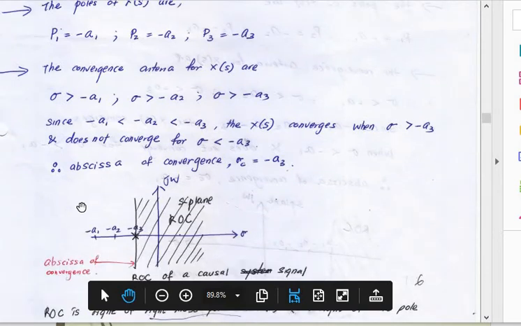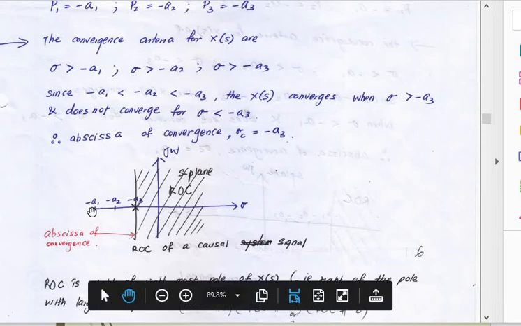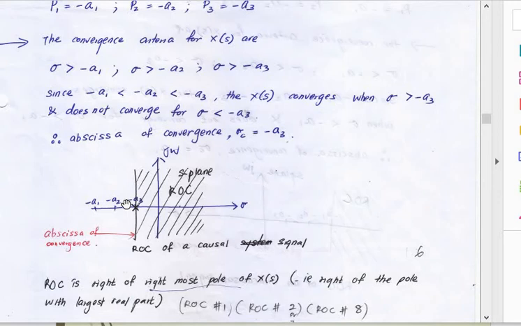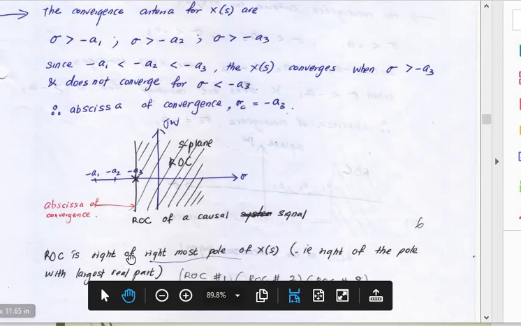Okay, what I want to show you is, just now you have 3 poles, right? Negative a1, negative a2, and negative a3. But the ROC of the causal system should be the right of the rightmost pole of X(s). Although you have 3 pole values, you take the rightmost pole. Okay?